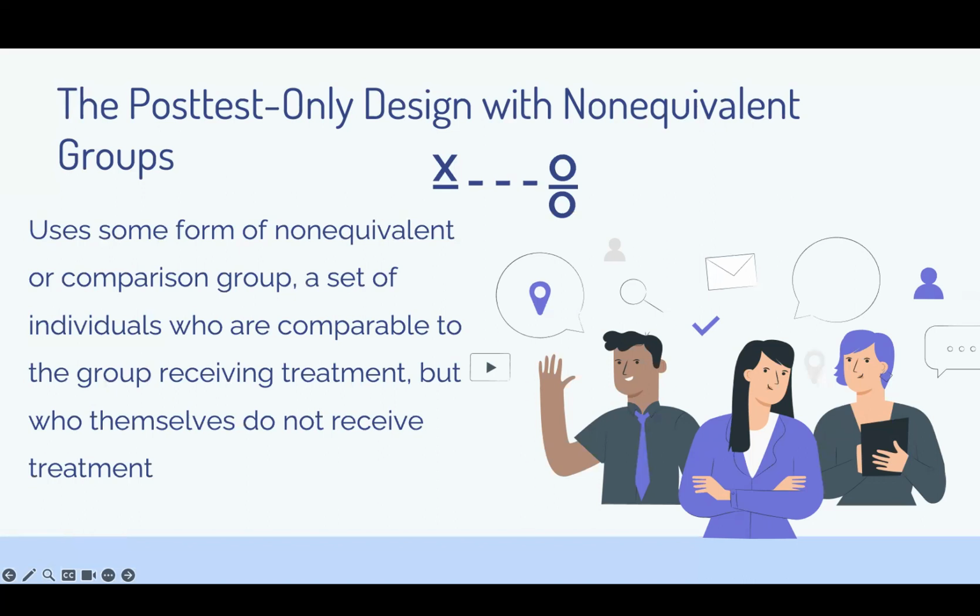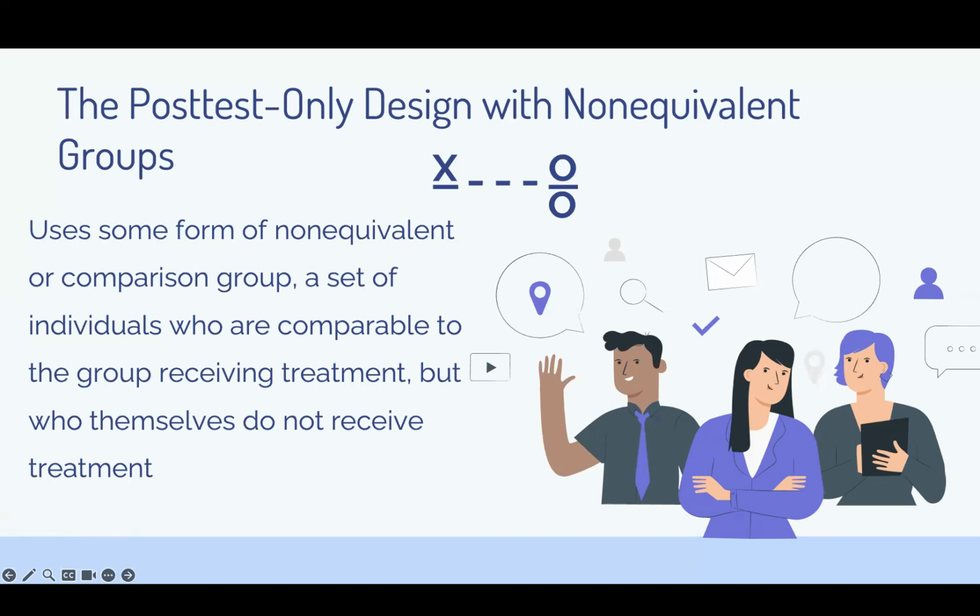The groups in this design are described as non-equivalent because they lack the random assignment that characterizes a true experiment. As such, the participants in the treatment and comparison groups are not guaranteed to be comparable in all respects, which could introduce potential bias in the observed outcome.